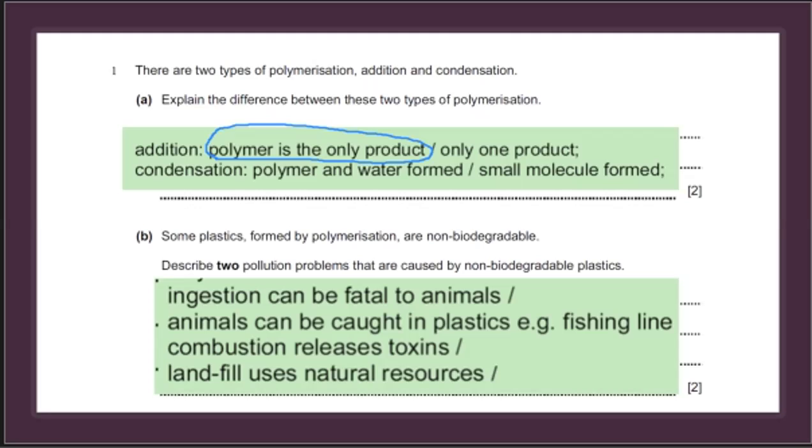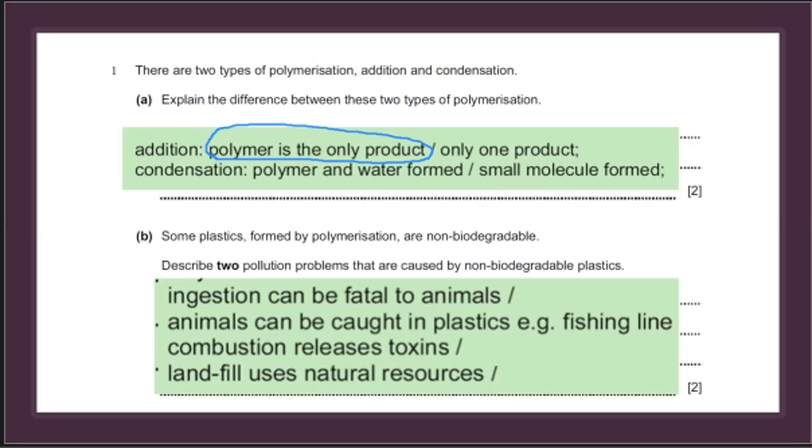Part B. Some plastics formed by polymerization are non-biodegradable. So describe two pollution problems that are caused by non-biodegradable plastics. All right, so non-biodegradable means it cannot be broken down by the environment naturally, meaning fungi and bacteria cannot break it down, and plastic persists in the environment.